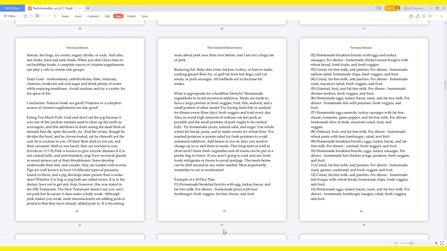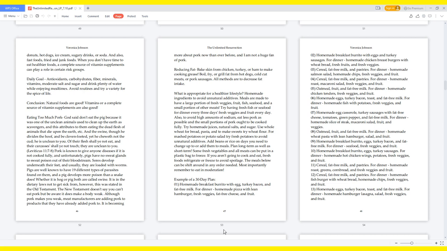Day 9: Homemade breakfast burrito, eggs, turkey bacon, and fat-free milk. For dinner, seafood, fresh veggies, and fruit. Day 10: Homemade breakfast burrito, eggs, turkey sausages. For dinner, homemade hot chicken wings, potatoes, fresh veggies, and fruit. Day 11: Cereal, fat-free milk, and pastries. For dinner, homemade roast, greens, cornbread, and fresh veggies and fruit.